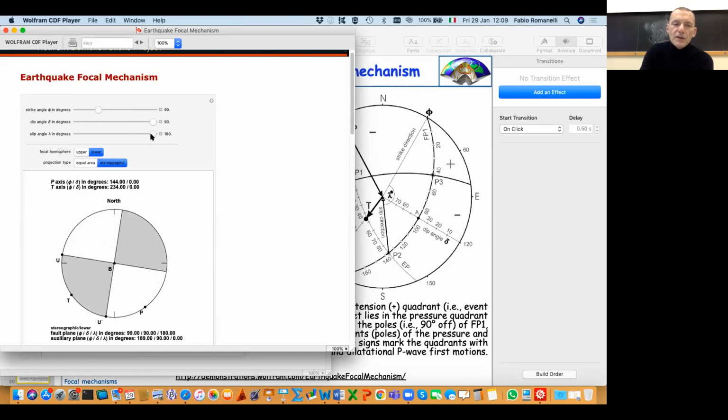Now, if you change the strike, this is what's going to happen. But if you change the rake, okay, let me use it at 90. Now I was using here a slip rake of 90. So it's going to the top or down. It could be a thrust or a normal. Now you see, you don't see the quadrants. You see just two, because we're looking from the top. What is coming up? What's going down?